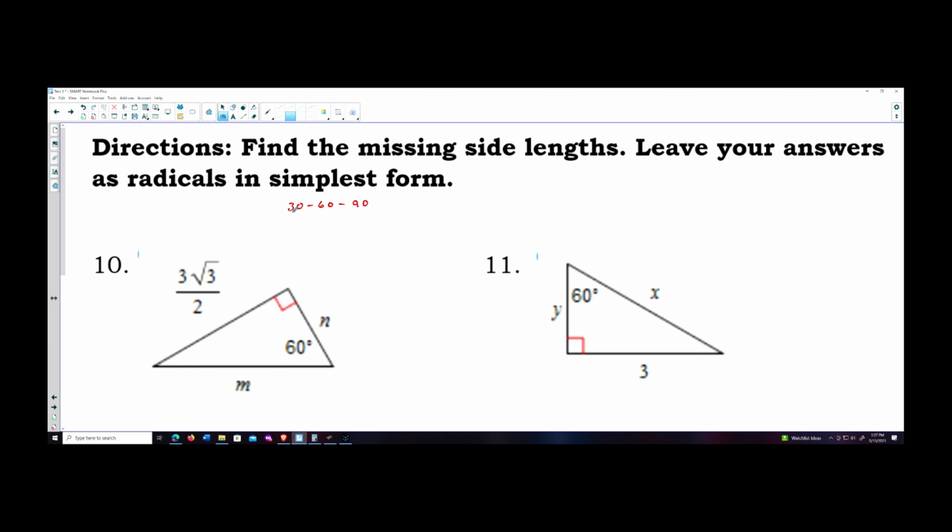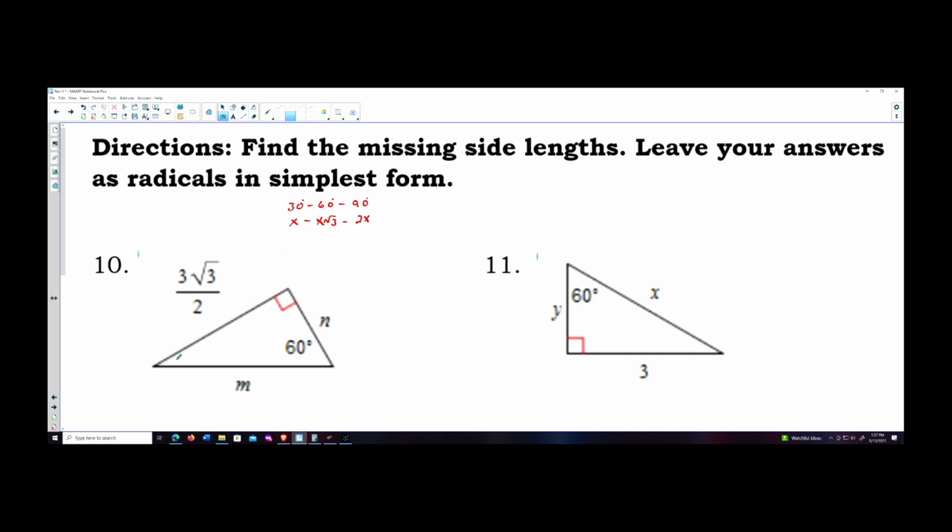Right under 30, the short leg, we have x. Under the long leg we have x times the square root of 3. And under the hypotenuse we have 2x. That's across from 30 is x, across from 60 is x square root of 3, across from 90 is 2x.